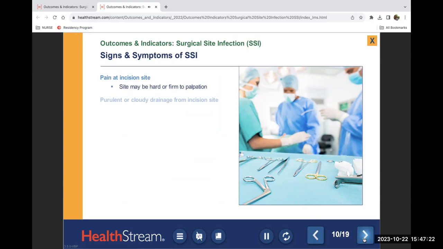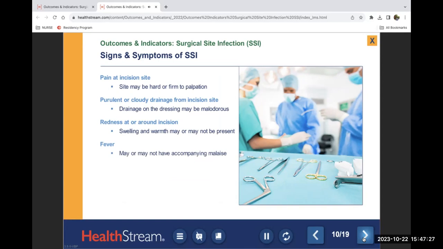Symptoms of a surgical site infection include pain at the incision site, which may include a hard or firm feeling to the incision site. Purulent drainage from the incision site, which may or may not be malodorous. Redness around the incision, as well as swelling and warmth in some wounds. Some wounds may not be warm even if they are infected due to inadequate blood flow to the site. Systemic fever with or without accompanying malaise.